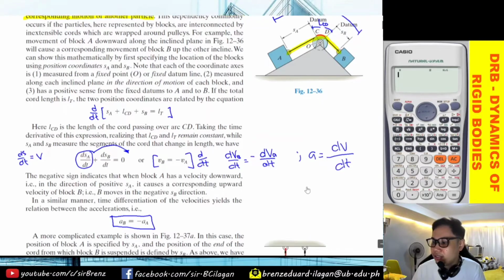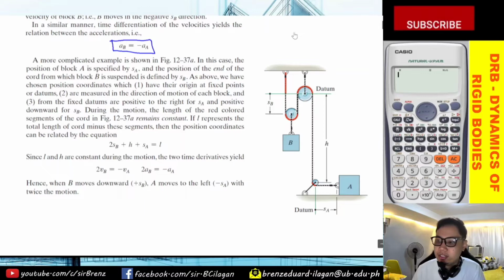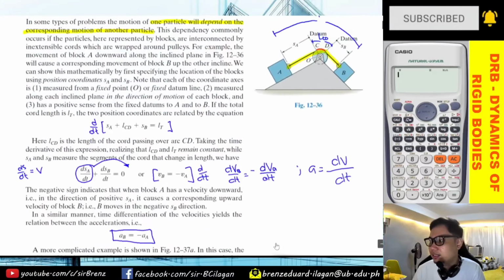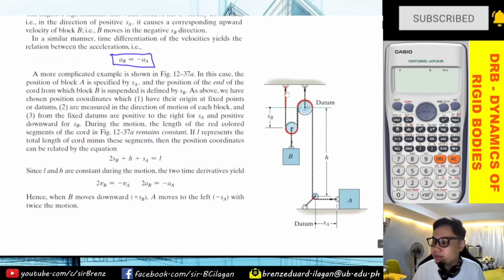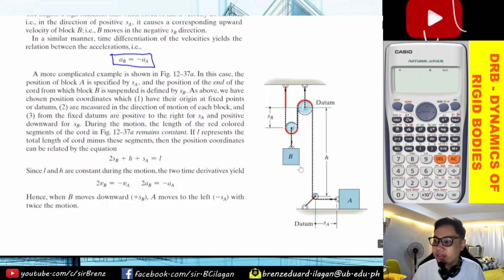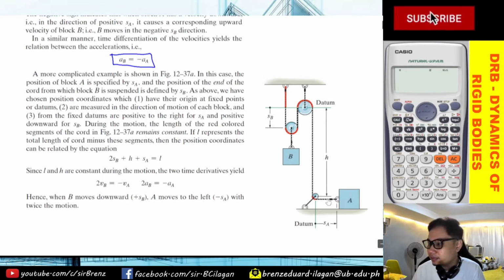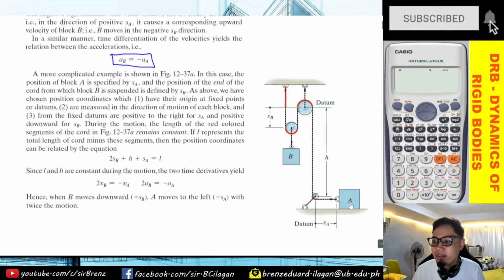So, here, on the next example, this is a more complicated example since system of pulleys na siya. Instead ng isang pulley lang, katulad dito sa unang example, may tatlong pulleys tayo na pinag-uusapan. Okay, and yung value ng tensions niya in each cable is magkakaiba. So, a more complicated example is shown in figure 12-37A. In this case, the position of block A, this one, is specified by S sub A, as shown in the figure.